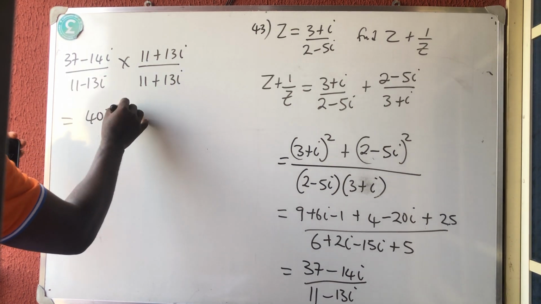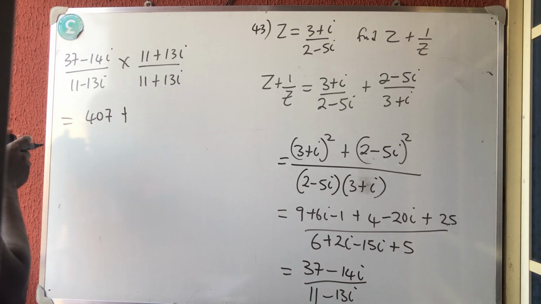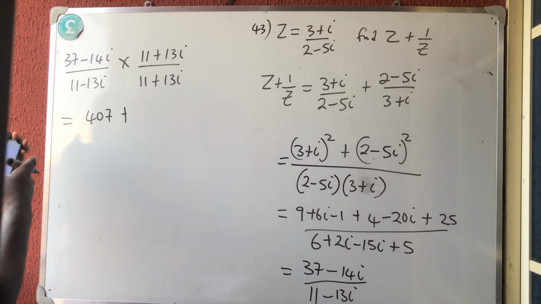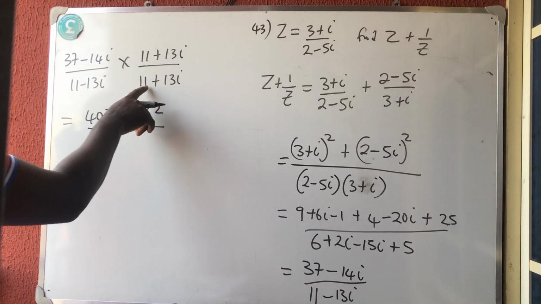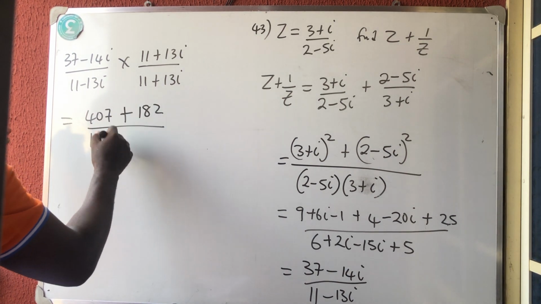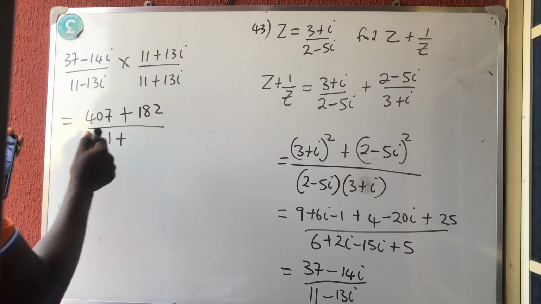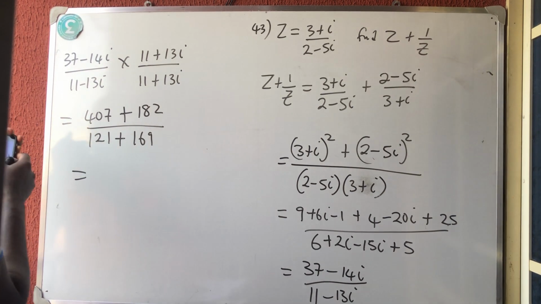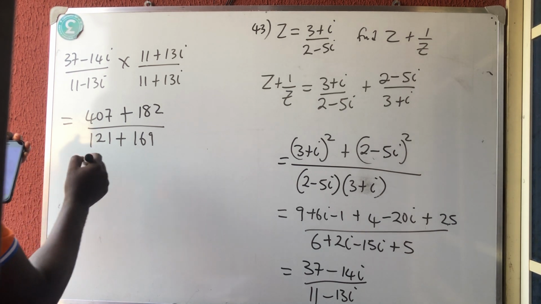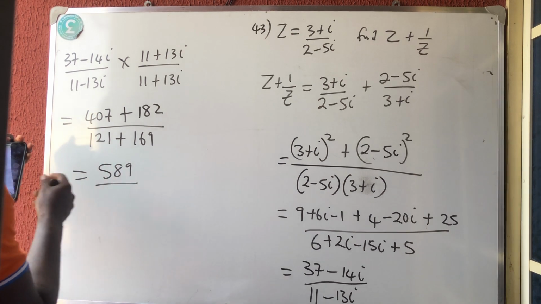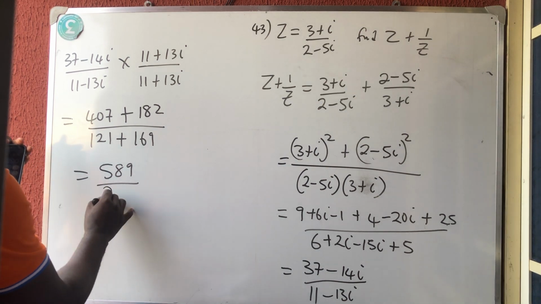Now the plus, because minus i times i will change the sign. So I'm left with 14 times 13. So 14 times 13, that is plus 182. All over the same thing. This times this, 121, plus this times this, 13 times itself, I'm having 169. So my answer is now 407 plus 182, which is 589, all over 121 plus 169, which is 209.